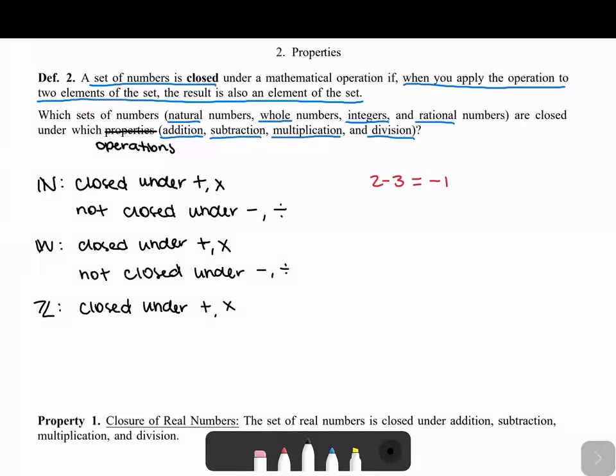Whenever you subtract integers, you're just moving to the right or the left on the number line, like we talked about in chapter 8, how we added and subtracted integers. So it's also closed under subtraction.